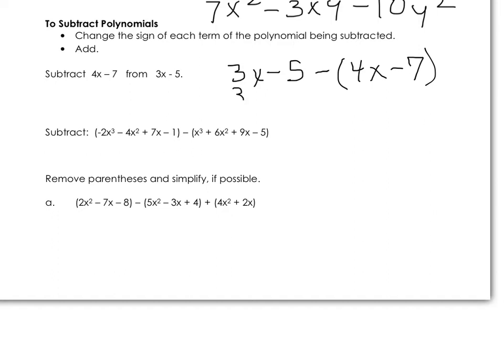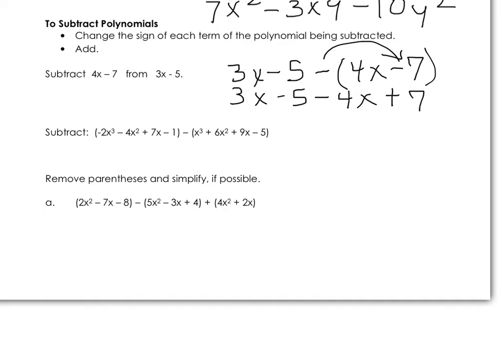So the first thing we want to do is we want to realize that we're subtracting 4x, but we're also subtracting negative 7y. Subtracting a negative is like adding a positive. So that's the same thing as plus 7y.